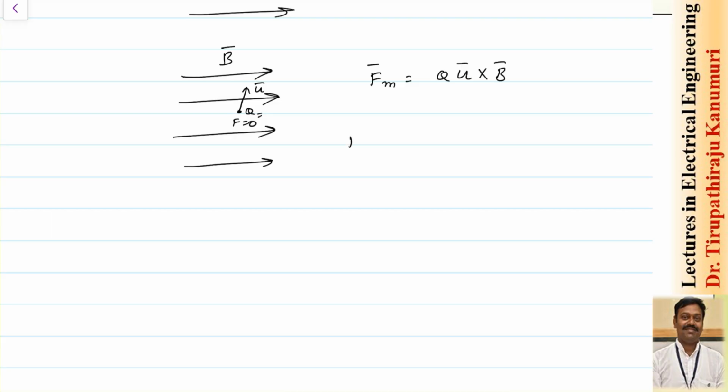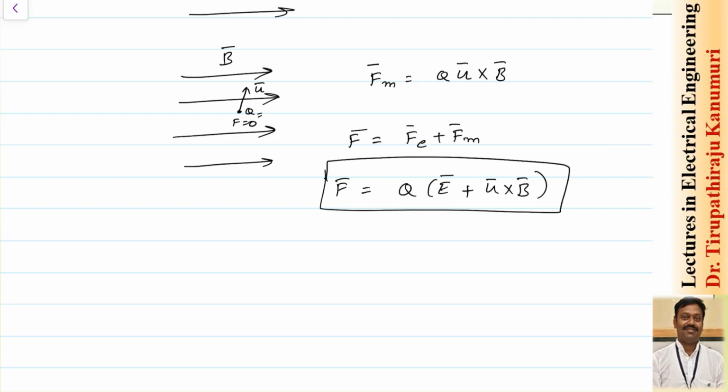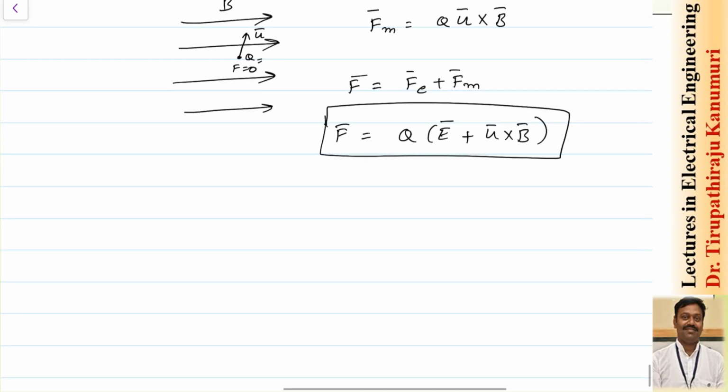Or we can say the net force exerted by the combination of both electric and magnetic fields will be the vector sum of the force due to the electric field and the force due to the magnetic field. That is, force F is equal to Q into (E plus u cross B). If the electric field is there, then E will be there, otherwise E will not be there. Only if a magnetic field is there will the u cross B term be there. Otherwise, the force equation can be written in a generalized way like this.